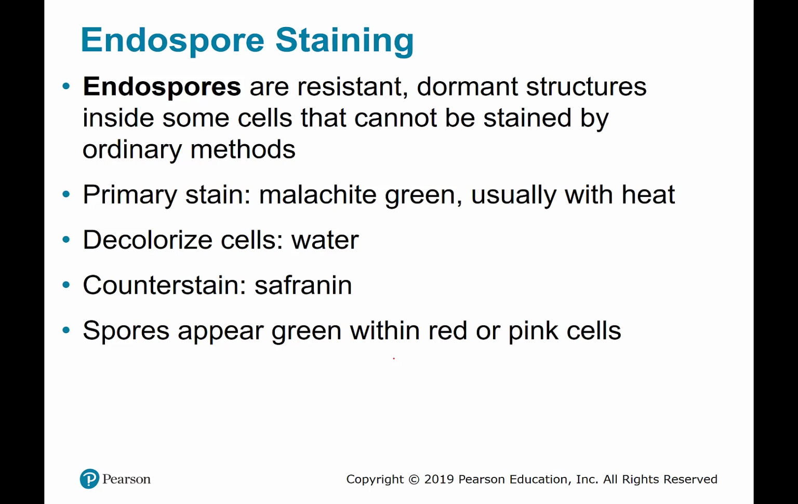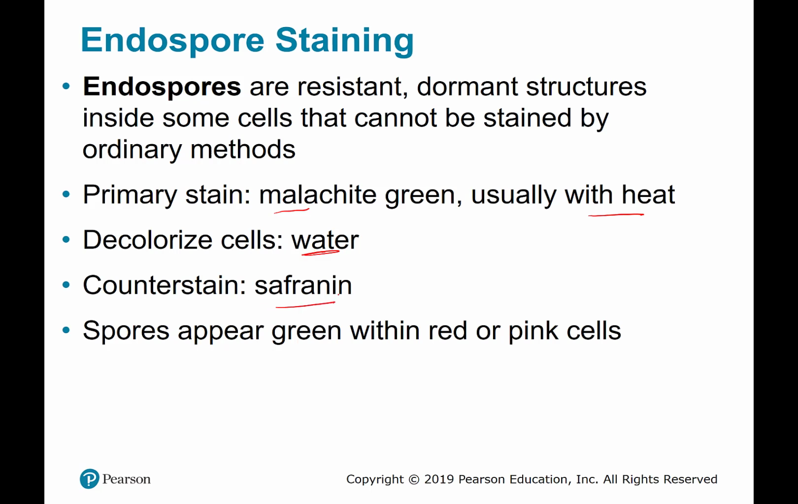You will use a primary stain, which is malachite green. You are going to have to use steam or heat to drive that stain into the endospore. It's a structure that is resistant to radiation, resistant to high temperature, so it's a highly resistant structure. So you have to drive the stain into the protein coat of that endospore. You will then decolorize with water. So for those that do not have an endospore, the malachite green is going to easily rinse out. And then you apply a counter stain that is safranin.